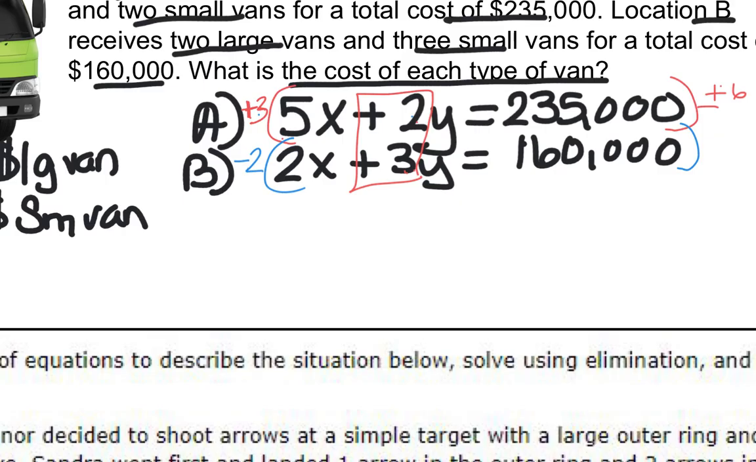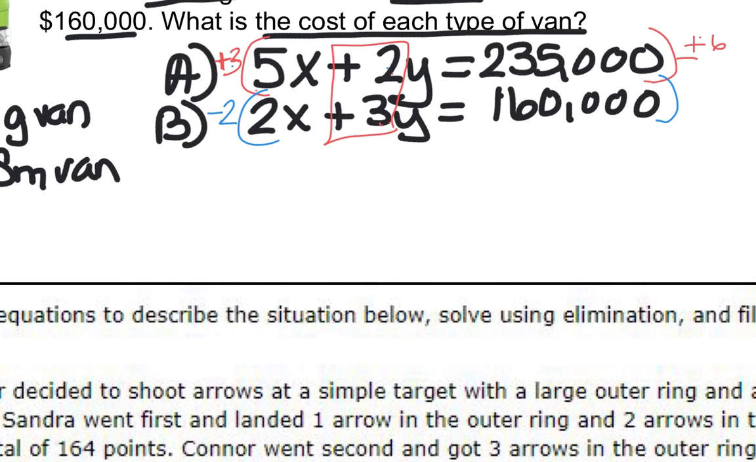Okay? Alright, so let's write our new equations. The first one here, I'm going to distribute 3 to everything. So I get 15x plus 6y equals 3 times 235.